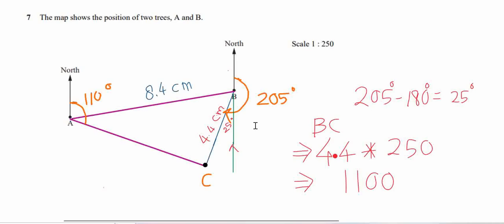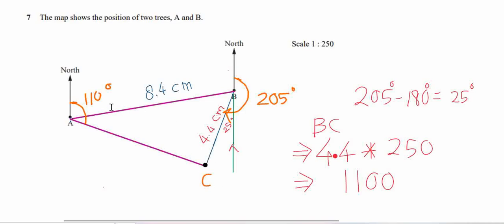So let's see the explanation. According to the information given, tree C is at an angle of 110 from A. So from north we measure 110 with the protractor and we make a line, and after that tree C is also 205 degrees from B. So from B we make a straight line 180 and we add another 25 and then we make a line, and the intersection will be the position of point C.